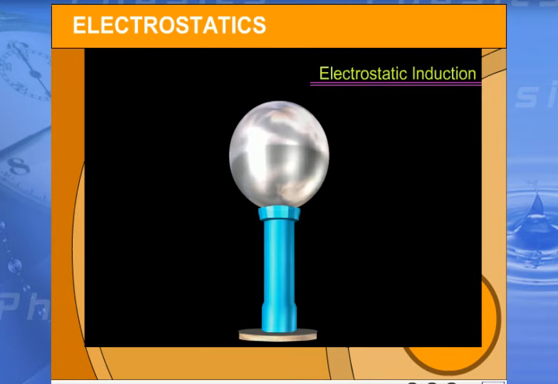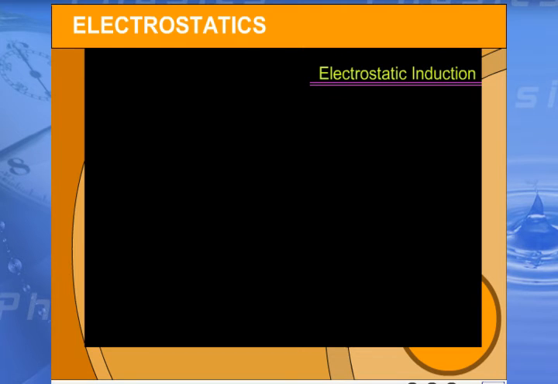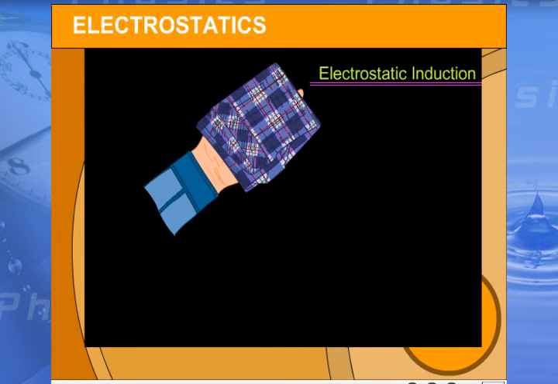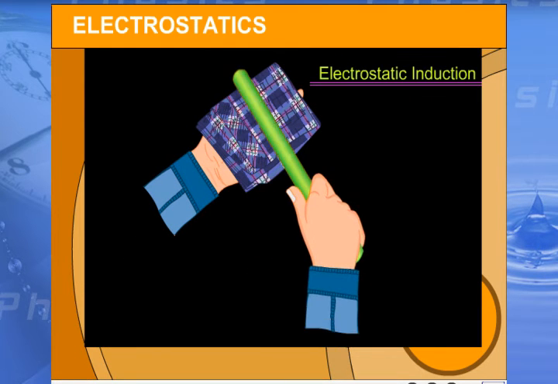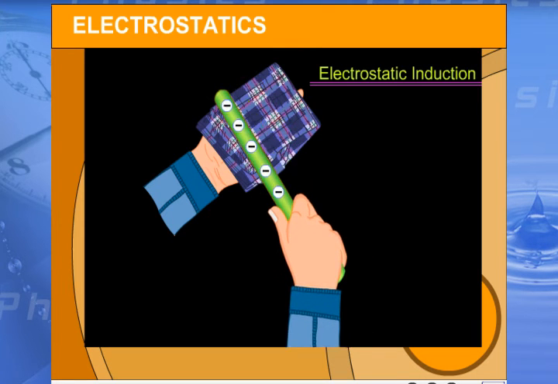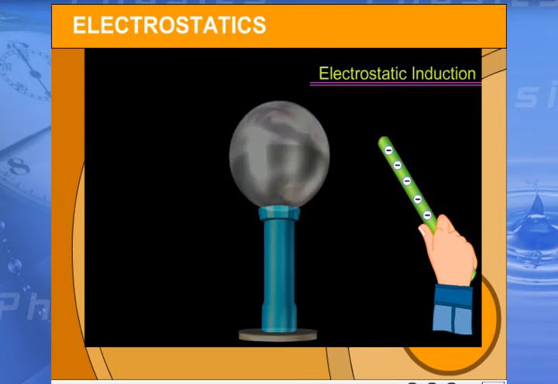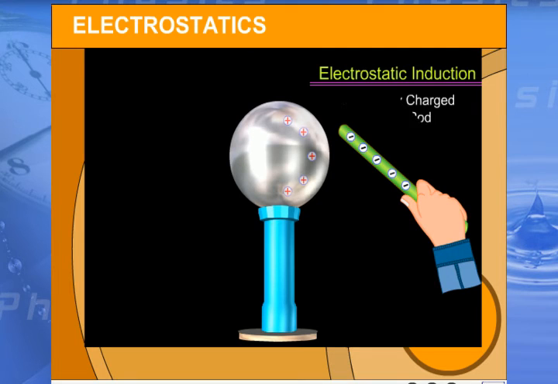Consider an uncharged metallic sphere on an insulating stand. Now, a negatively charged plastic rod is brought near the sphere. Therefore, deficiency of electrons creates positive charge in the near end, whereas the accumulation of electrons on the farther end produces a negative charge on it.